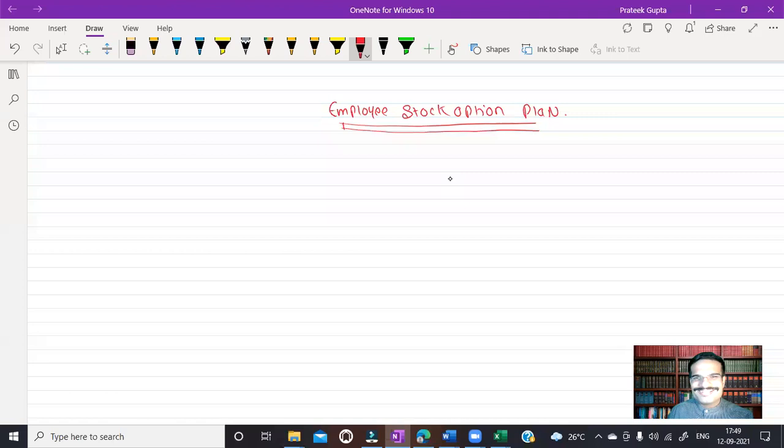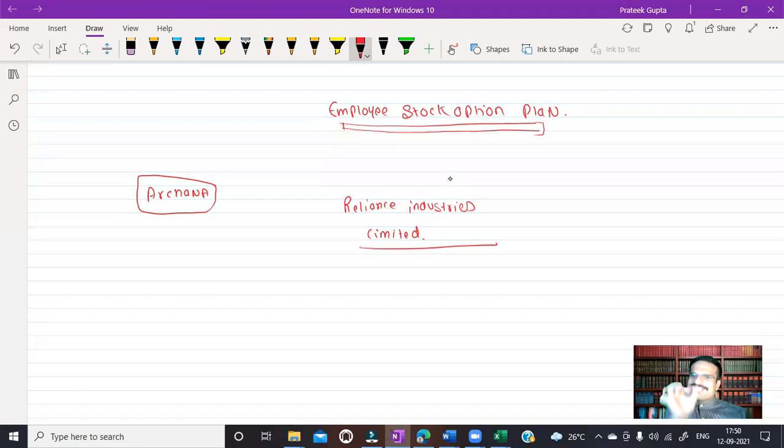Sir, let me give you the example. This is again, beta, Reliance Industries Limited. This is, let's say, Archana. Archana is joining the Reliance Industries Limited as the compliance officer. Let's say, good days are coming for Archana. So she is joining the Reliance company as compliance officer.